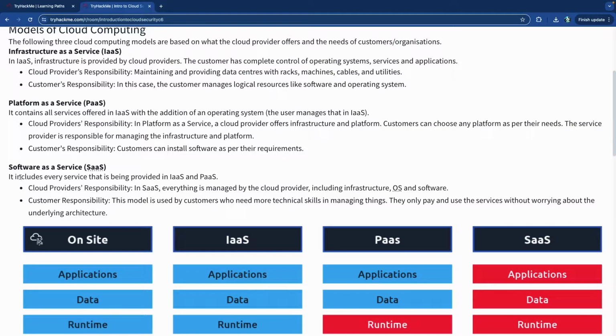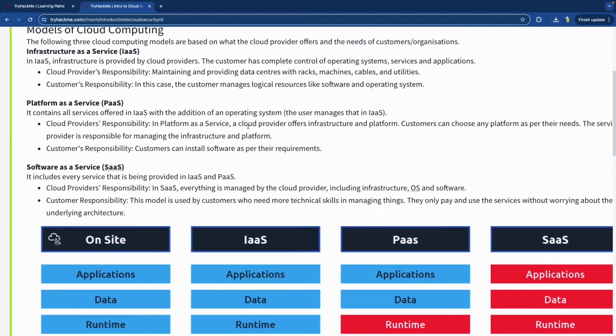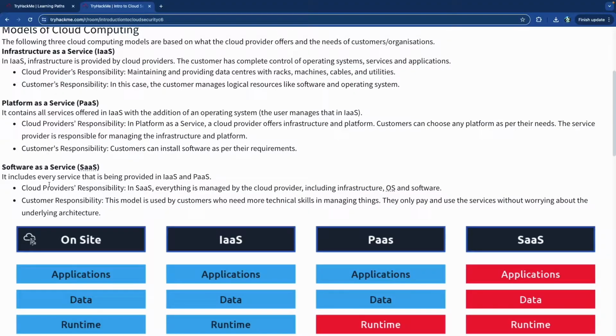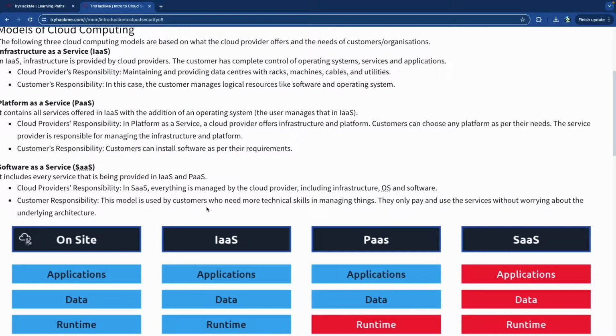And then finally, they have all of these things provided for you, and the only thing that you need to do is just choose the software that you want to use. In software as a service, everything is managed by the cloud provider, including infrastructure, OS, and the software, and all you're literally doing is choosing which type of software you want to use.